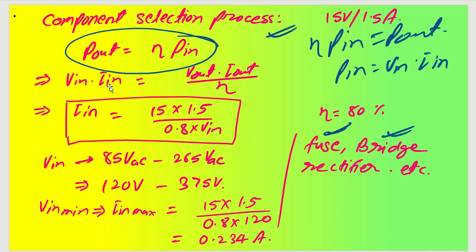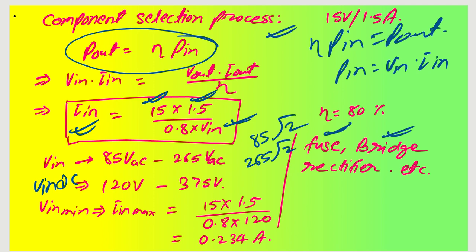Now we will put in values. I input is going to be equal to, with V input coming down, and let us consider eta right now as 80%, so that is 0.8. So what will be there? 15 times 1.5 ampere divided by 0.8 times V input. Now let us consider V input is 85 volt to 265 volt. What will happen if you consider the DC voltage? That will be 85 root 2, and similarly 265 root 2. 265 root 2, if you do it, will come to 375 volt, and this will come to 120 volt.